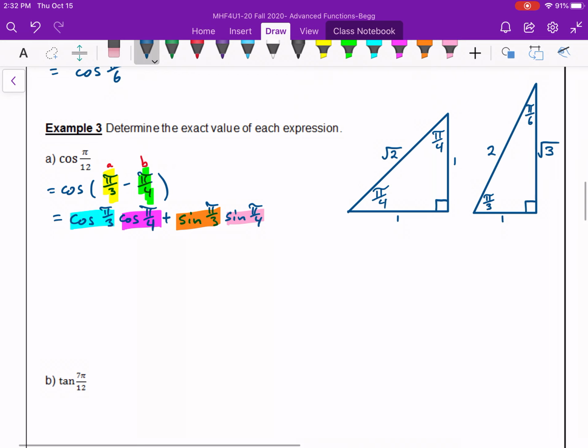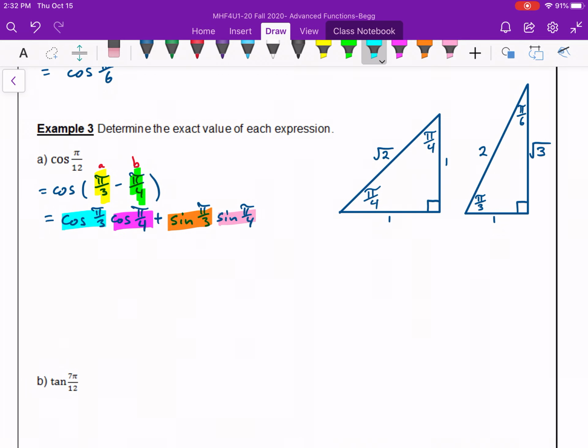Cos of pi over 3 means go to the pi over 3 triangle and do the cosine of it. Well, cos would be adjacent over hypotenuse, 1/2. And I'm going to multiply that, I mostly use brackets, times cos of pi over 4. Pi over 4 is in this triangle here. Cos again would be adjacent over hypotenuse. So adjacent over hypotenuse is 1 over root 2.